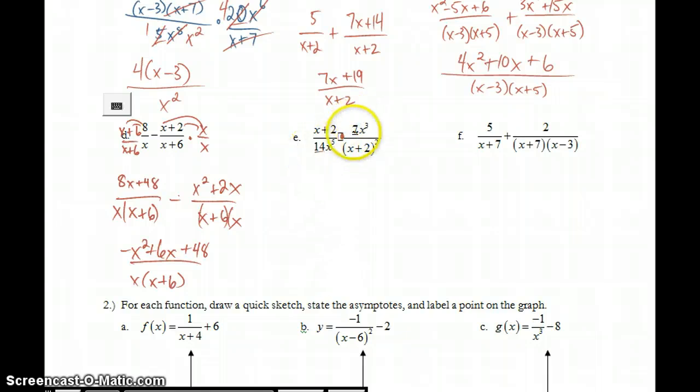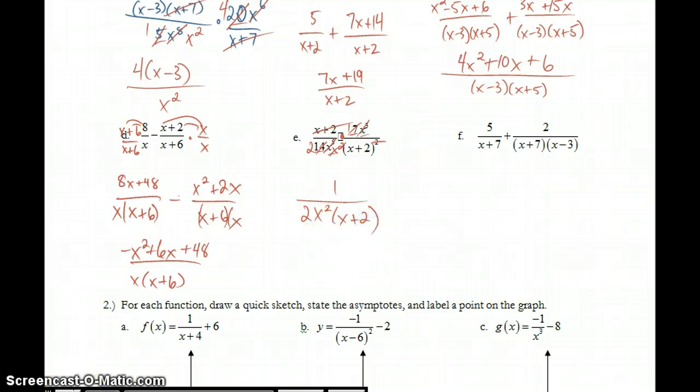So 14 and 7, those reduce to 1 over 2. I have x cubed, that's 3 x's, and x to the 5th, that's 5 x's. 3 of them will cancel, leaving none in the numerator and 2 in the denominator. And I have x plus 2 once in the numerator and x plus 2 twice in the denominator. 1 will cancel with 1 from the denominator. There's nothing that didn't cancel in the numerator, leaving just a 1. And in the denominator we have 2 and x squared and an x plus 2.